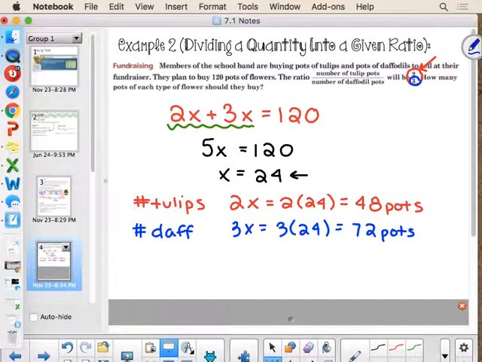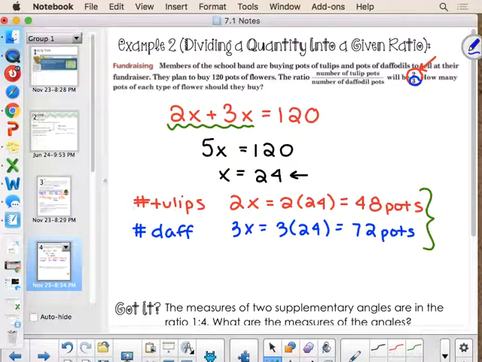So notice our answer here are these two components. And when dealing with this problem, I created an equation that incorporated their ratio. Their ratio multiplied by x, multiplied by some number, is going to add up to 120. It is now your turn.